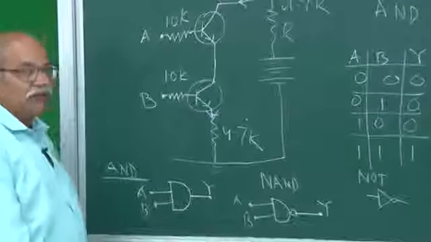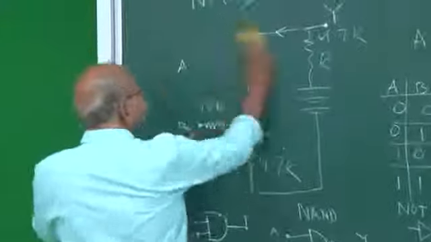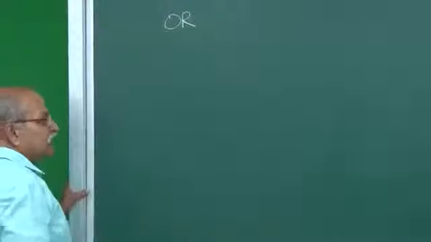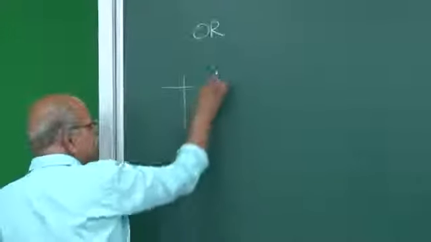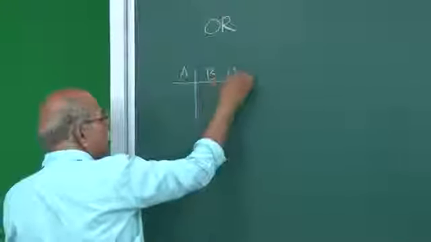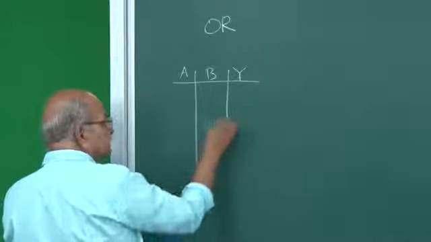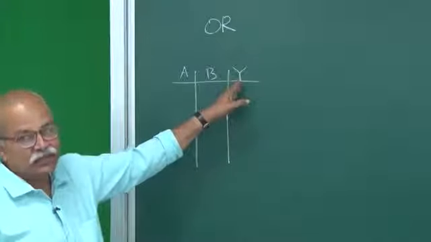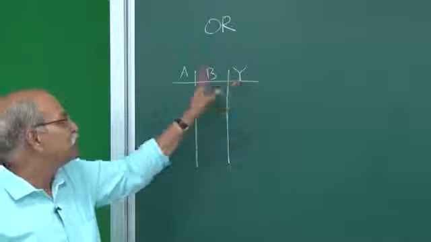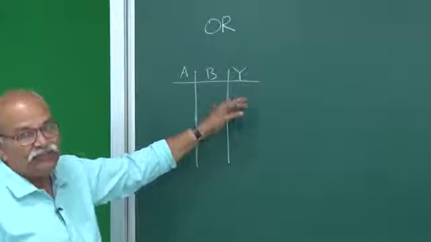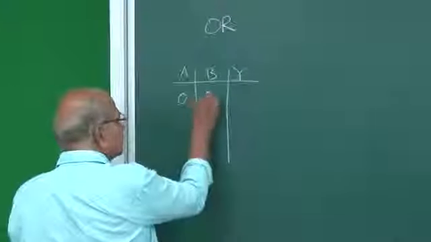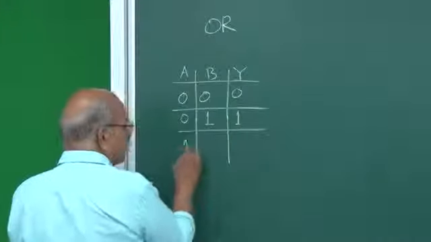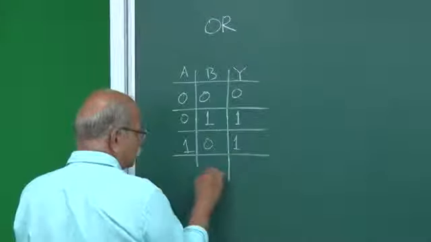Okay, now the next will be OR gate. So our next is OR gate, and the OR gate means A, B, Y, and then if any of these two inputs is high, this should be high. Only if both the inputs are 0, this will be 0, otherwise it should be high. So that is called OR. 0, 0 should give me 0, but then 0, 1 should give me 1, and 1, 0 should give me 1, and 1, 1 should give me 1.